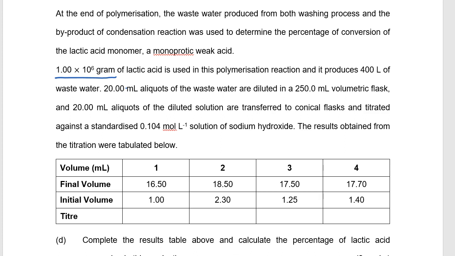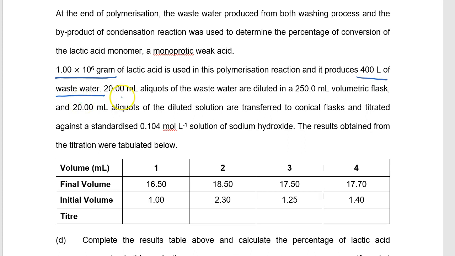Okay, the excess or unused lactic acid monomers was titrated with sodium hydroxide. Then you'll have to subtract it from this to identify how much of this was converted to polymer. Now first step, this amount was used in the polymerization and it produced 400 liters of wastewater. Now in this wastewater, there's going to be remnants or unused lactic acid monomers.